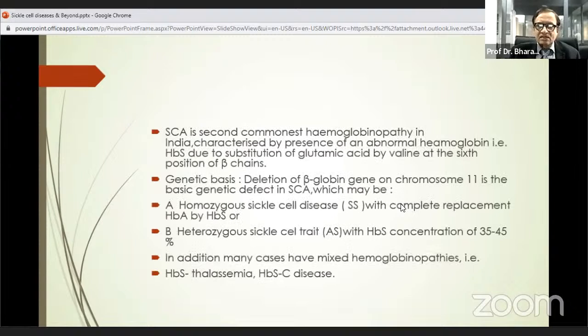Sickle cell disease is the second commonest hemoglobinopathy in India, characterized by an abnormal hemoglobin, hemoglobin S, due to substitution of glutamic acid by valine at the 6th position of the beta chain. The genetic basis is a defect in the beta globin gene on chromosome 11. The basic genetic defect may be homozygous sickle cell disease, SS, with complete replacement of hemoglobin A by hemoglobin S, or heterozygous sickle cell trait, AS, with hemoglobin S concentration of 35 to 45%. In addition, many cases have mixed hemoglobinopathies, such as hemoglobin S thalassemia and hemoglobin SC disease.